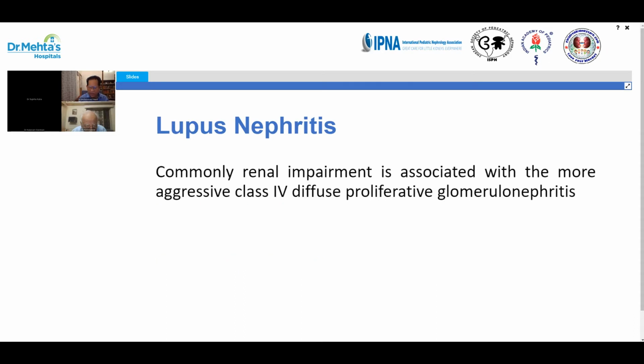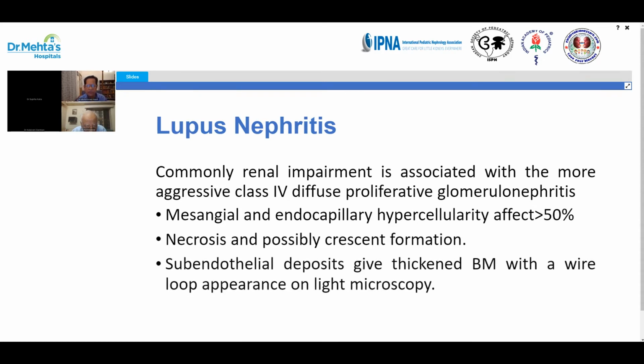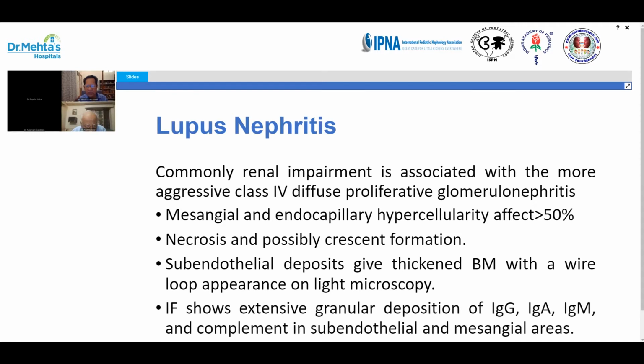Commonly, renal impairment is associated with the more aggressive class 4 diffuse proliferative glomerulonephritis. Mesangial and endocapillary hypercellularity affect 50% of the glomeruli. Necrosis and possibly crescent formation and subendothelial deposits give a thickened basement membrane with a wire loop appearance on light microscopy. IF shows extensive granular deposition of the full house panel, with complement in subendothelial and mesangial areas.